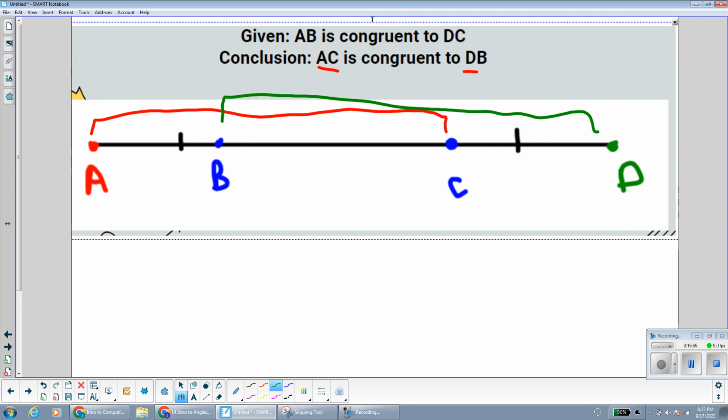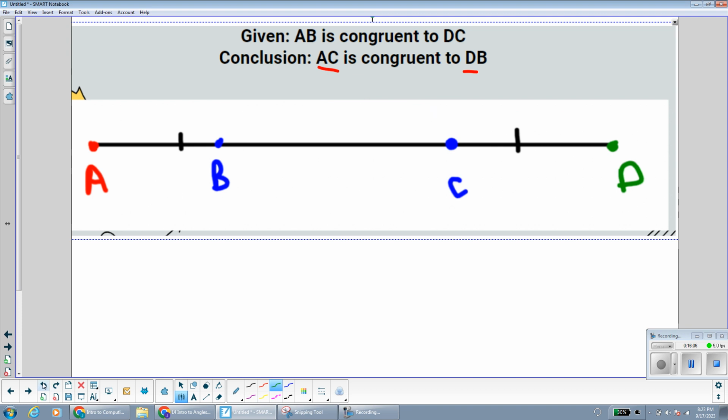That tells us we're going to need to do addition because we need to take our short line segments and we need to make them longer. And we usually make things bigger by adding in math. Let's start with making line segment AC. So we're given line segment AB and we need to get to line segment AC. To get from AB to AC, we need to add on BC.